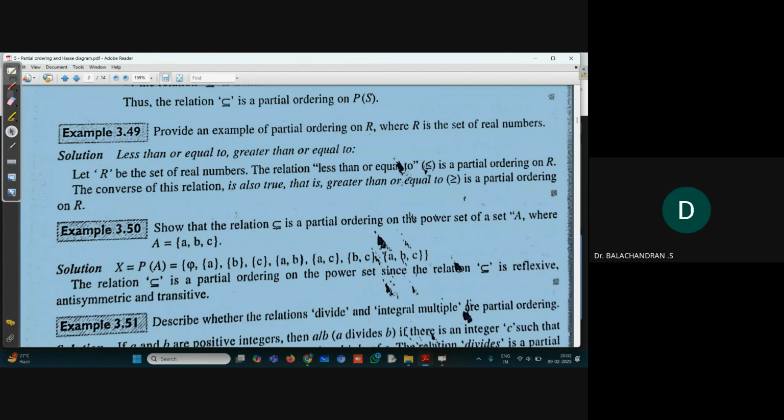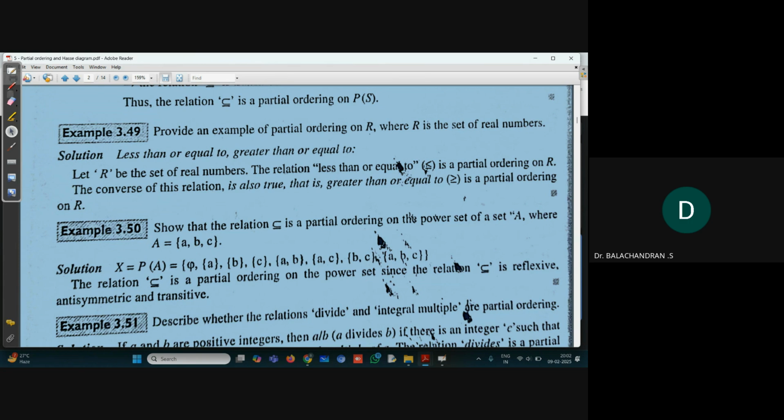Show that the relation of set inclusion is a partial ordering on the power set of a set A, where A is {A, B, C}. It contains 3 elements, which means the power set of A contains 2 power 3, that is 8 elements. That means all the subsets of A, listed out: the empty set, singleton set A, singleton set B, singleton set C, and then the whole set ABC.